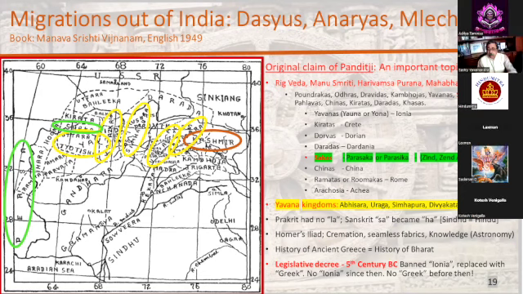You also find that there's a one-to-one correspondence in Greek gods and Indian gods.